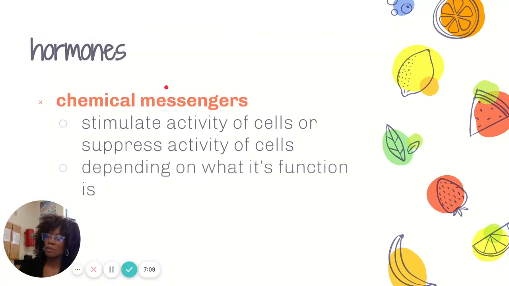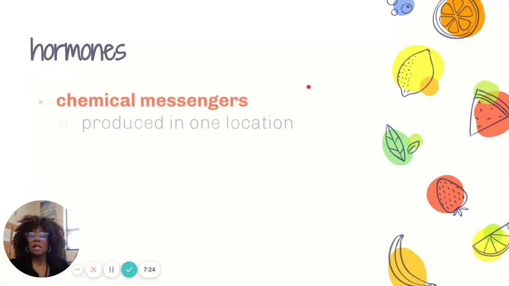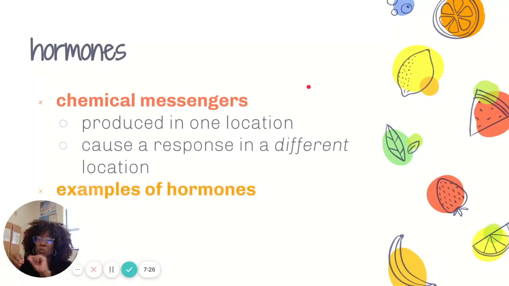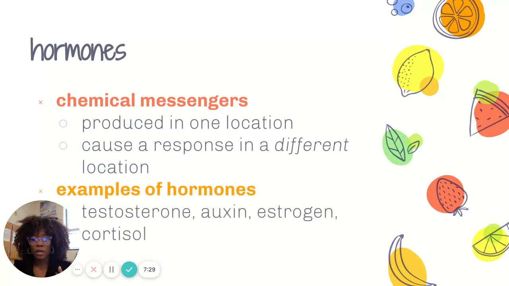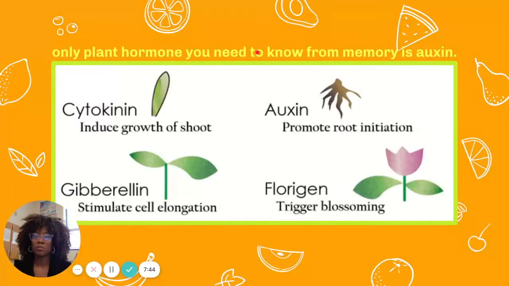There are also these things that are called hormones. So plants and animals both have hormones. And hormones, as we learned in body systems, are chemical messengers. They can either stimulate cells or suppress cells, depending on what that hormone is designed to do. Okay? So they are produced in one location and they cause a response. They travel through the blood in animals, or they travel through the water and sugars in plants. Okay? It's going to cause a response in a different location. So examples of hormones you may or may not have heard of are testosterone, auxin hormone, estrogen, and cortisol. Okay, those are different hormones.